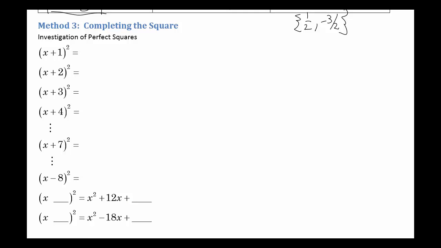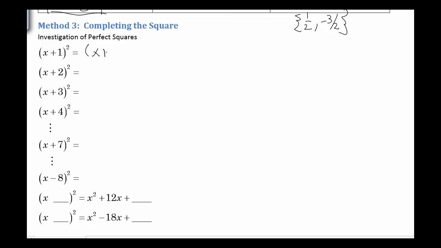Okay, so this next method is called completing the square, and in order to understand why it works, we have to understand a factoring pattern first. So we're just going to play with factoring for a second. No, sorry, not a factoring pattern. We're going to play with multiplying out first and then recognize a connection between a factoring pattern and the original foiled form. But if I asked you to expand x plus 1 squared, what would you do?